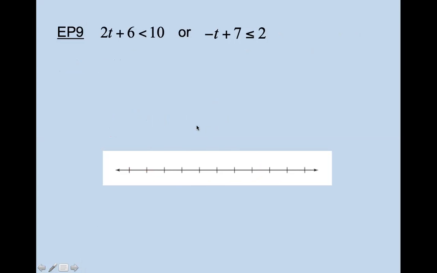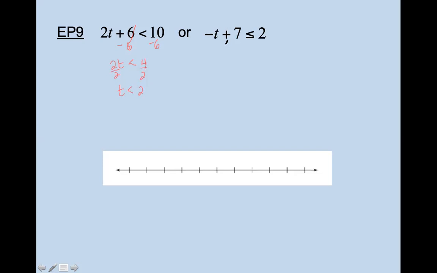All right, extra practice number 9. It's another OR situation. So I solve each inequality separately. I start with this one by subtracting 6 from both sides. I have 2t is less than 10 minus 6, which is 4. Divide both sides by 2. And I have t is less than 2.